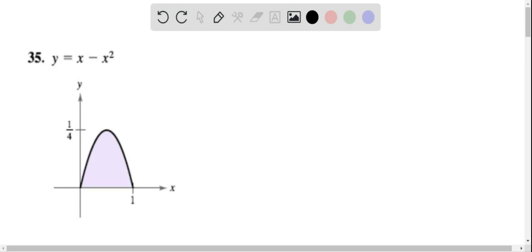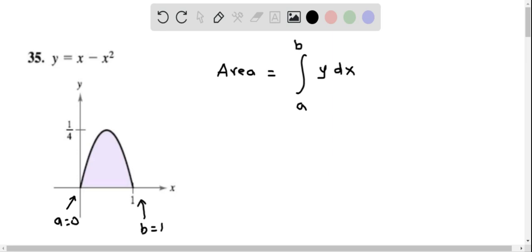Recall that the area under the curve of f of x, or y, is given by the integral from a to b, where a is the lower limit of the curve and b is the upper limit of the curve, of y dx. So let's apply this formula. The lower limit of this curve is a equals 0 here, and the upper limit, which is already given, is b equals 1.